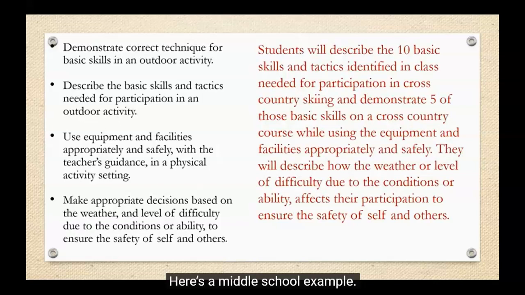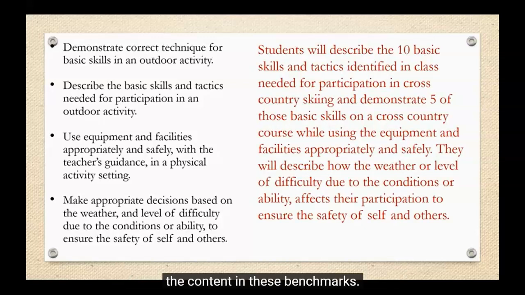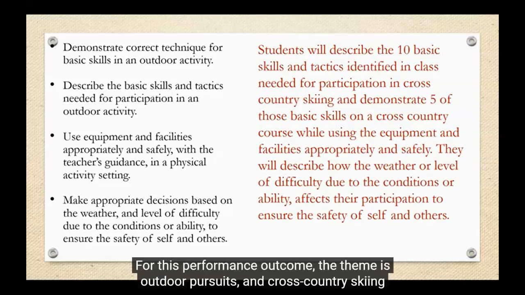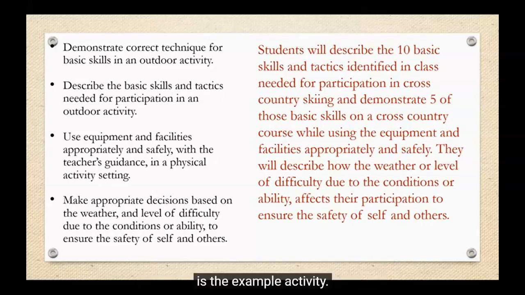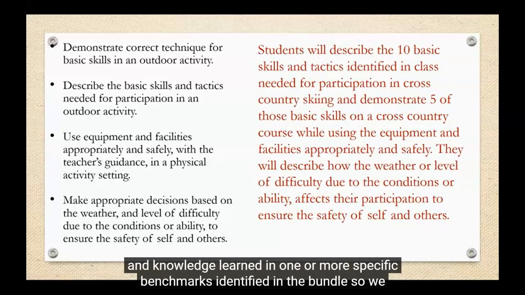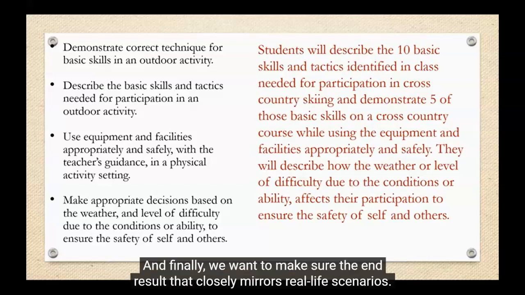Here's a middle school example. Remember, the performance outcome articulates what students will be able to do after learning the content in these benchmarks. First, select a theme and identify a physical activity that can be applied to the bundle. For this performance outcome, the theme is outdoor pursuits, and cross-country skiing is the example activity. Next, we think about how to accurately measure the student's ability to apply the skills and knowledge learned in one or more specific benchmarks identified in the bundle. So we identify those measures and skills and tactics. And finally, we want to make sure the end result closely mirrors real-life scenarios.